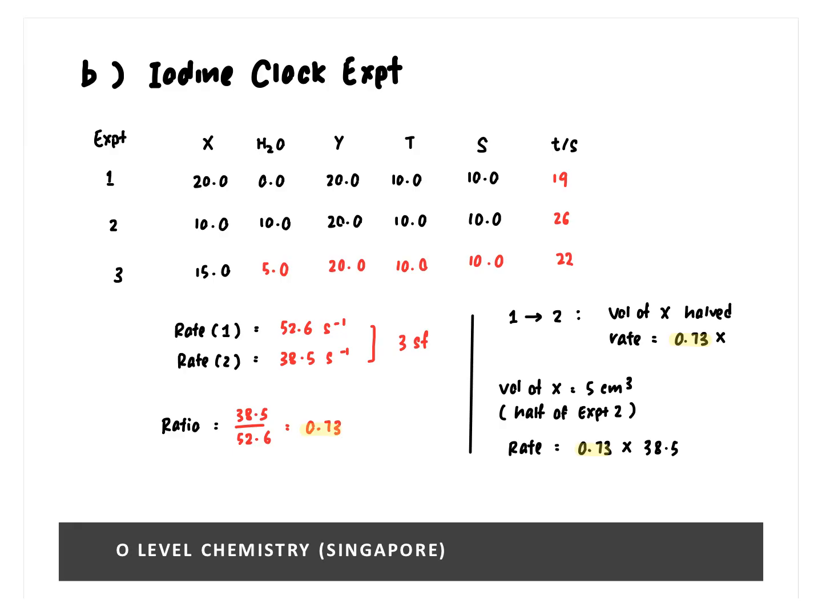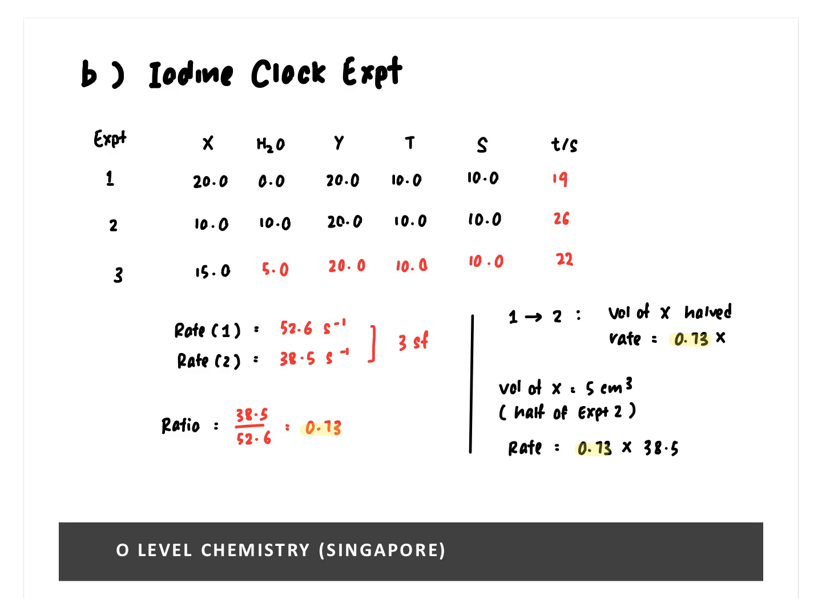Now, an important feature of clock experiments is that for each experimental run, the total volume of your reaction mixture must be kept constant, right? Only then would the volume of X be directly proportional to the concentration of X. So in this case, candidates were told to record the timing to the nearest value. Again, don't be alarmed if your values are different from what is shown here, because the rate of reaction is affected by many factors and it's usually quite inaccurate.